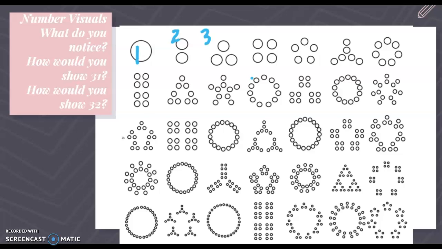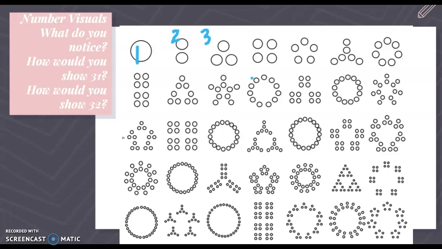And what I want you to do is take a look at it and try to notice things about it. So what do you notice about this representation of numbers? One obvious thing to notice is that the number of circles matches the number, but there's more to it than that. So what are some things that you're noticing about how the circles are laid out?